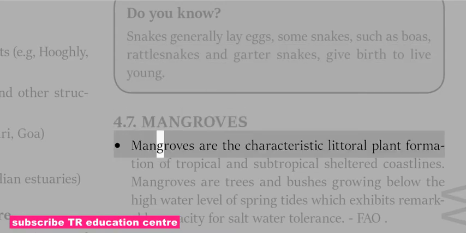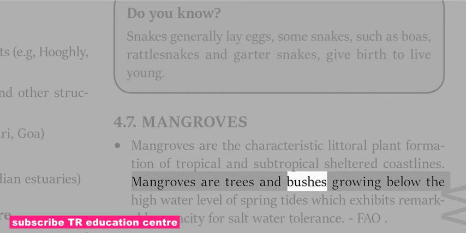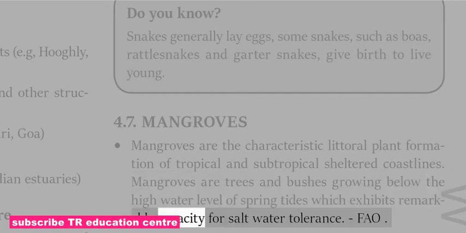4.7 Mangroves. Mangroves are the characteristic littoral plant formation of tropical and subtropical sheltered coastlines. Mangroves are trees and bushes growing below the high water level of spring tides, which exhibit remarkable capacity for salt water tolerance. FAO.